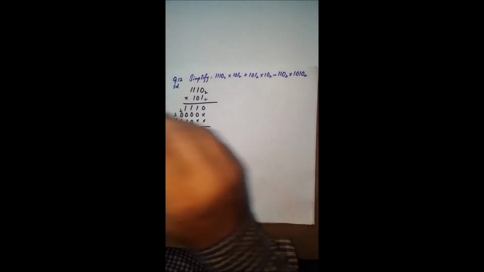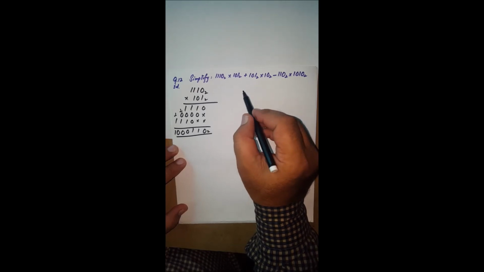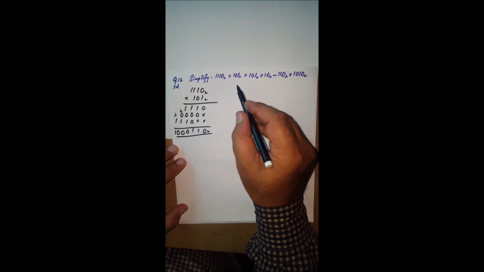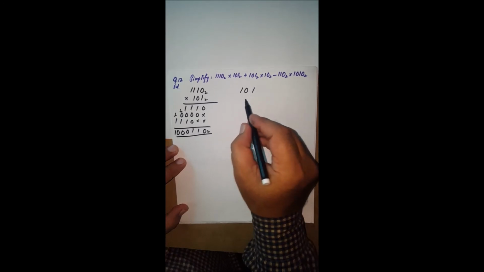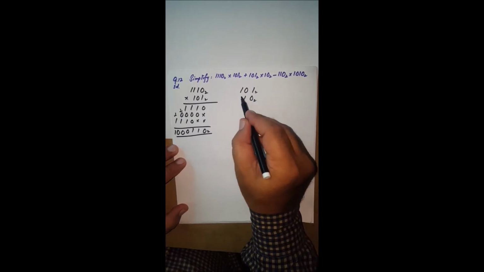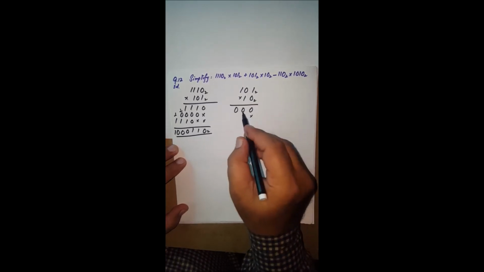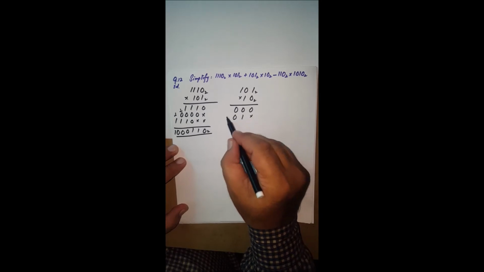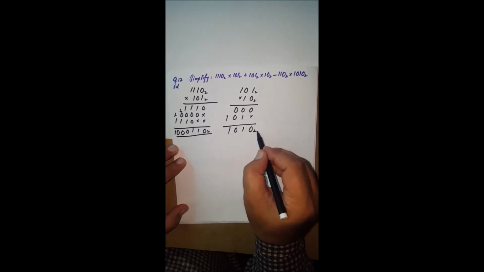Now we multiply the second numbers, 101 multiplied by 10 in base 2.